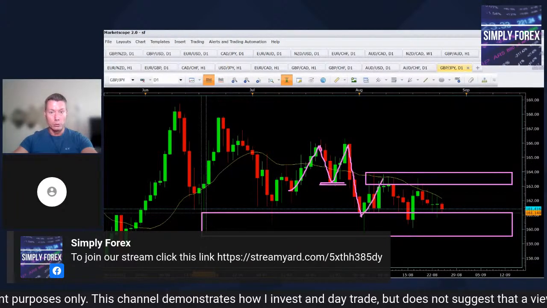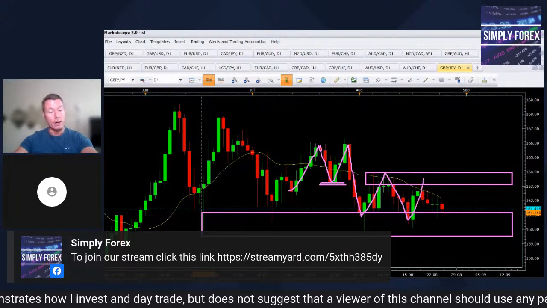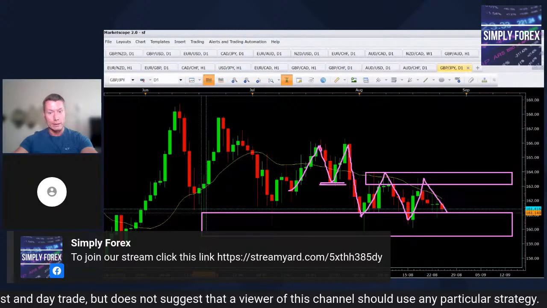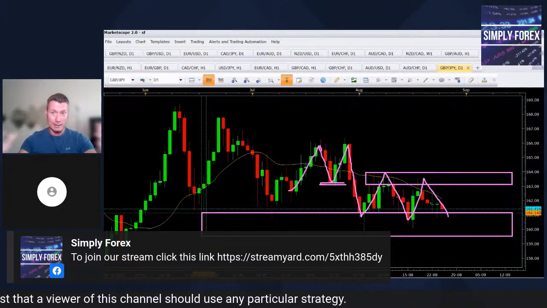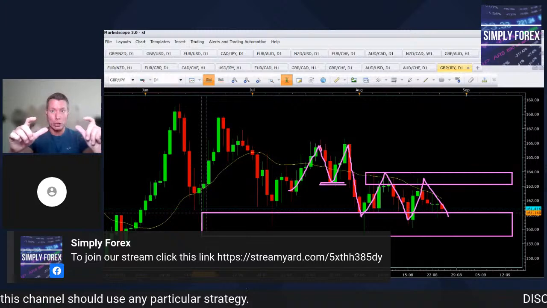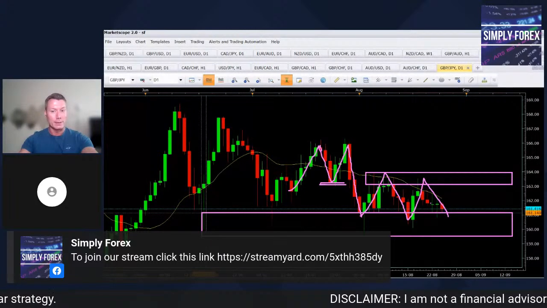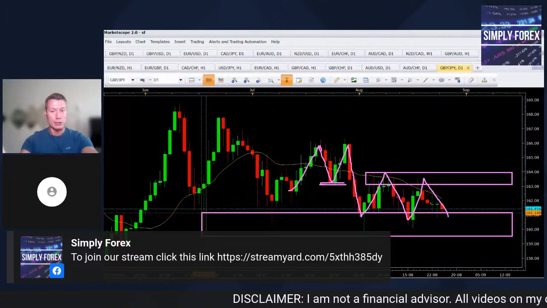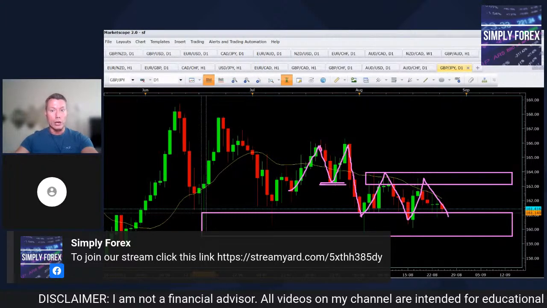Lower lows, lower highs. It hasn't created a lower low or a higher high, so we're still in a downtrend. For me, it's just ranging at the moment. That indecision from the weekly chart is reflected in the day chart. There's lots of indecision. But let's say I was going to trade this.